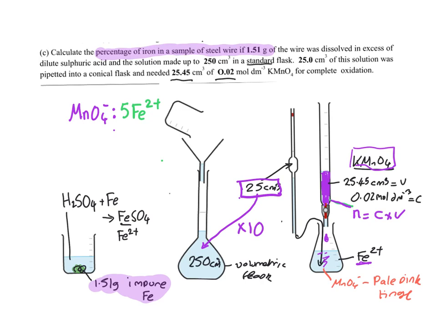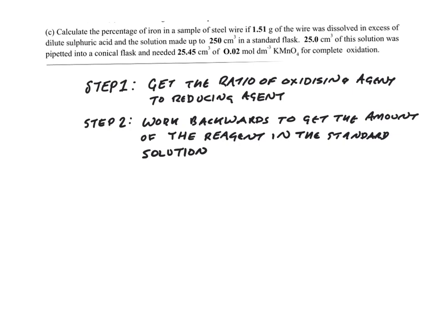And since we know the ratio of manganate to iron, we now know the number of moles of manganate in 250, and what we can now do is scale that up 5 times. And now we know the number of moles of iron, we can find the amount. Let's do that step by step. The first step that you must do in any redox titration is to get the ratio of the oxidizing agent to the reducing agent. In this case, the oxidizing agent was manganate 7, and for every 1 manganate 7, there were 5 moles of Fe2+.